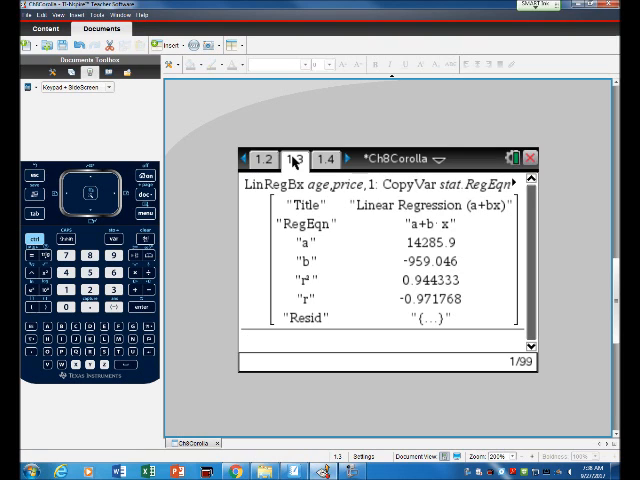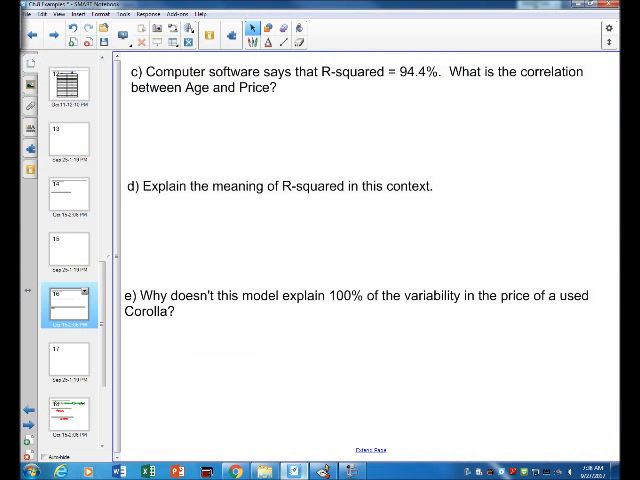So what I would write for letter C would be something like this. 94.4% of the change in the price of a used Toyota Corolla can be explained by the age of it, so how old it is. So I'll repeat that again. 94.4% of the change in the price of a Toyota Corolla can be explained by how old it is.